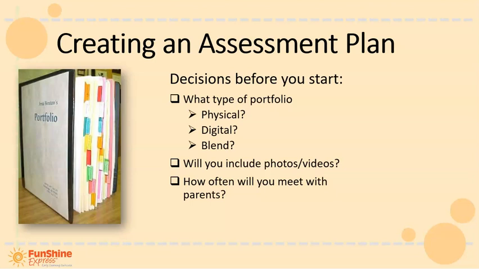The first part of the authentic assessment process is to decide what type of portfolio you want to create. It can be physical, digital, or a blend of both. Another decision you'll need to make is how often you plan to meet with parents. FunShine Digital is set up to help you assess every indicator at least once per quarter or 4 times per year. The decision for how often you'd like to assess is up to you.